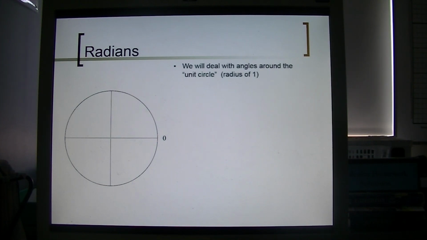So those lines are one. And I could put in the other lines like we had in the last couple pictures, the one here. They're all radius of 1.